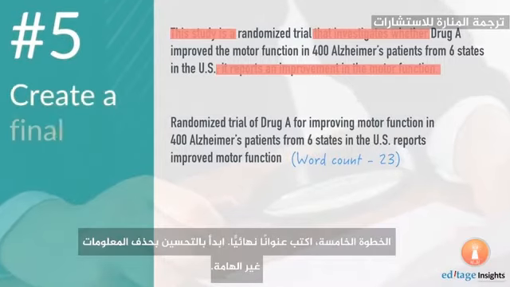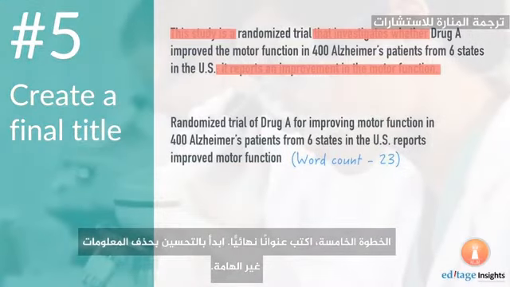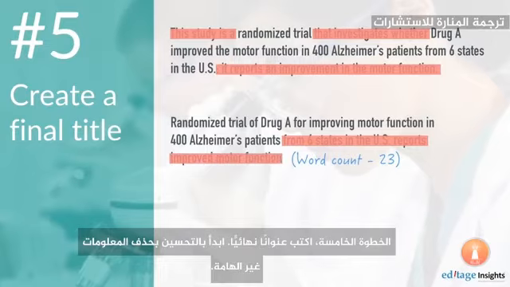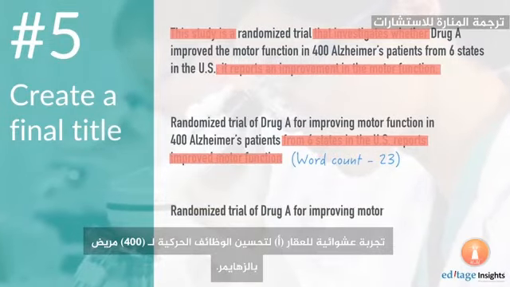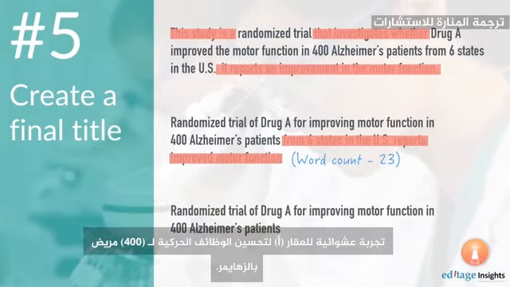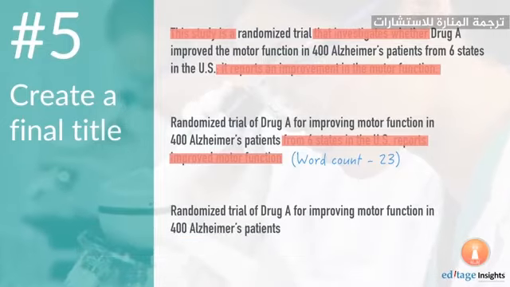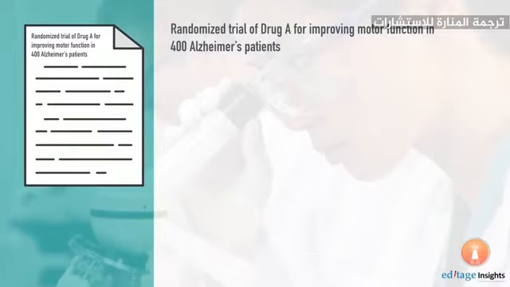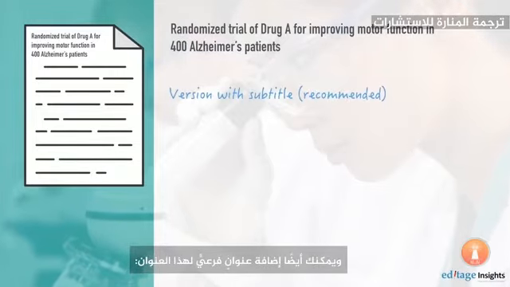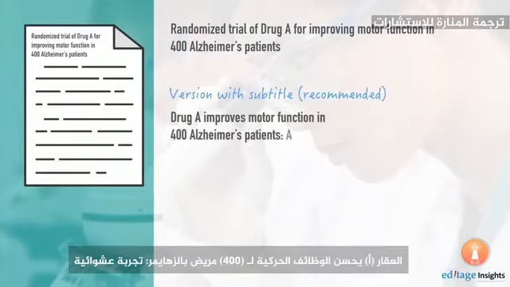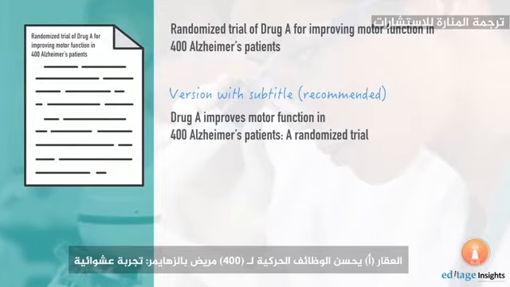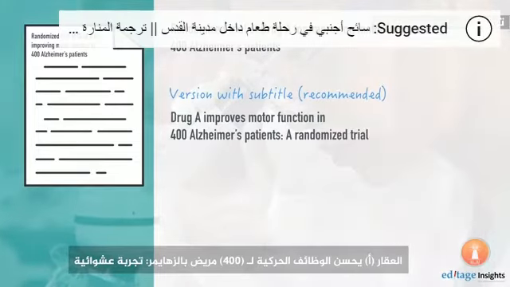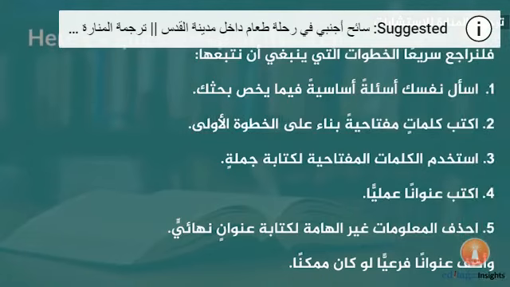Step 5. Create a final title. Start polishing. Delete information that is not essential. Randomized trial of drug A for improving motor function in 400 Alzheimer's patients. There, you have a title for your research paper. You could also add a subtitle to this version: Drug A improves motor function in 400 Alzheimer's patients, a randomized trial. Let's do a quick recap.